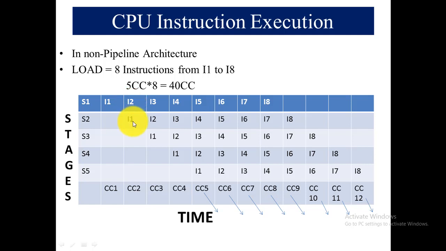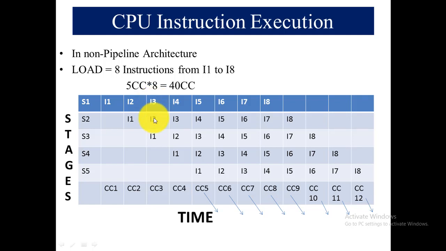After completing the second stage, instruction 1 will move to stage 3 at the third clock cycle. So when instruction 1 is in stage 3, instruction 2 would be in stage 2, right? Then we will start executing the next instruction. We will start executing the third instruction, that is instruction 3, because stage 1 is free: instruction 1 has completed stage 1, instruction 2 has completed stage 1. So now it's the turn of instruction 3. So we will start executing instruction 3.